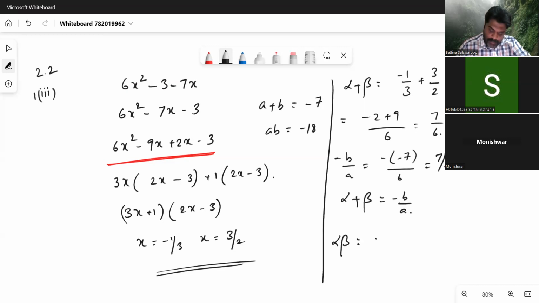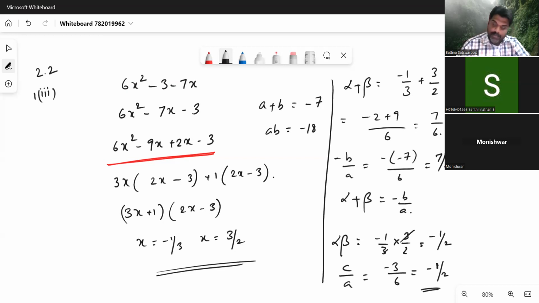What about alpha into beta? Minus 1 by 3 into 3 by 2. That will give you minus 1 by 2. What is c by a? Minus 3 by 6. That is nothing but minus 1 by 2 again. Right? Yes, sir.